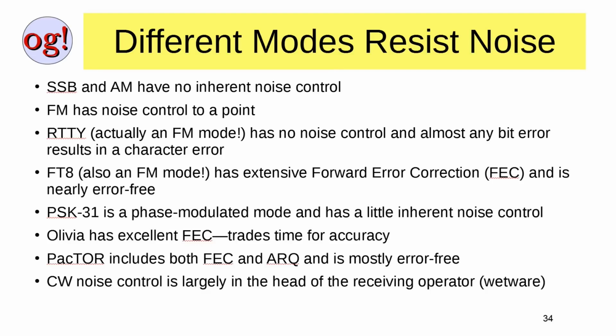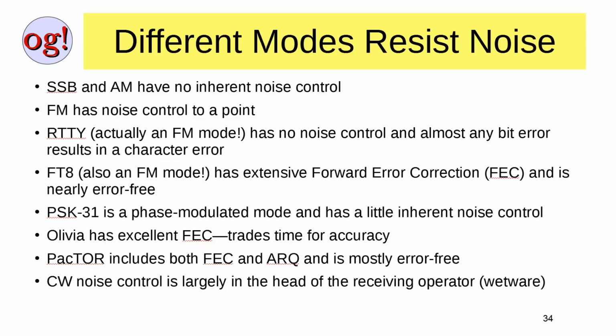Now, FT8, which is also an FM mode, modulated between 8 different tones, has extensive forward error correction and is nearly error-free. In fact, most of what is sent is the error correction mechanism. That's why it comes through so well and can come through actually if the signal is below the noise.